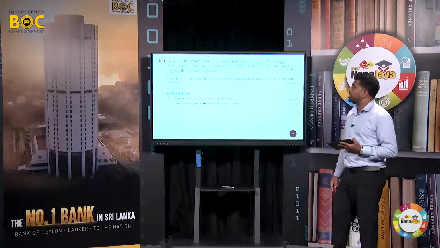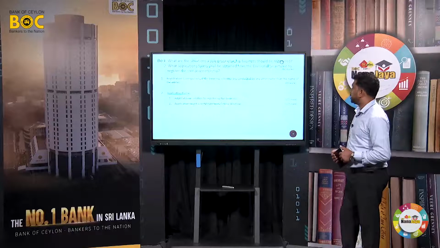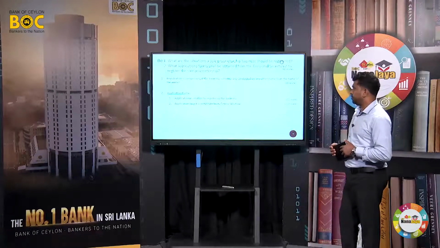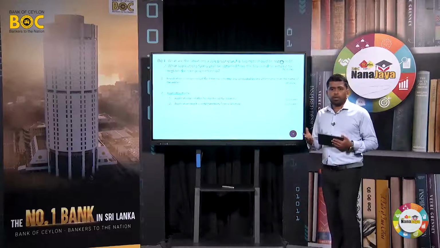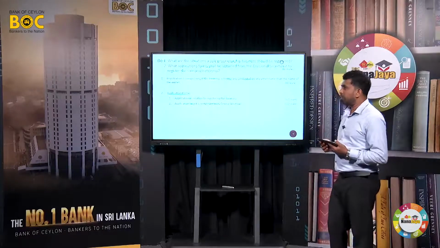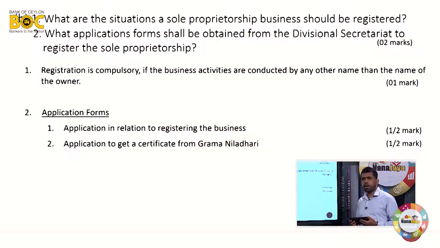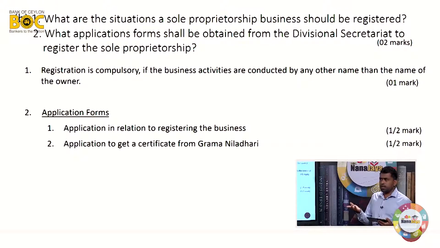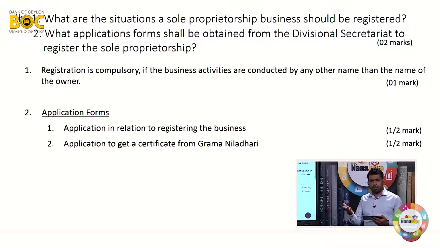Part B. What are the situations in which a sole proprietorship business should be registered? We know registration is not compulsory for a sole proprietorship business if the business name consists of the true and actual name of the businessman. It is compulsory when the business name consists of an artificial name, or if it does not show the true and actual name of the owner, that should be registered.